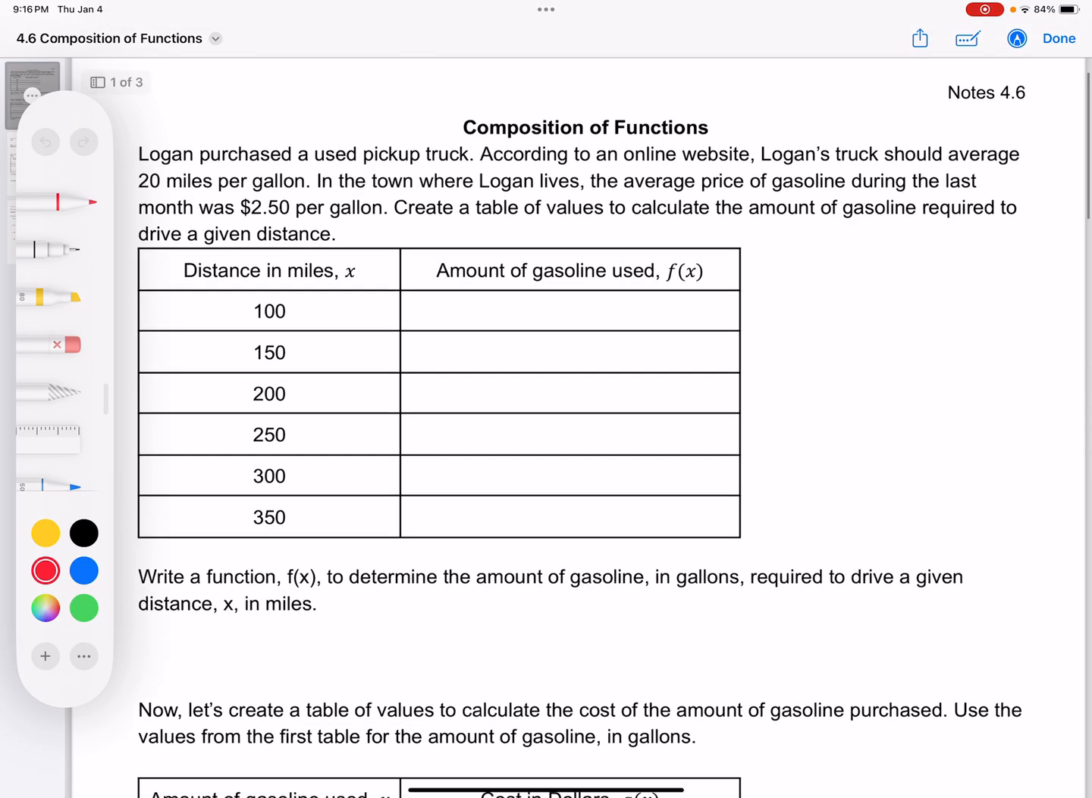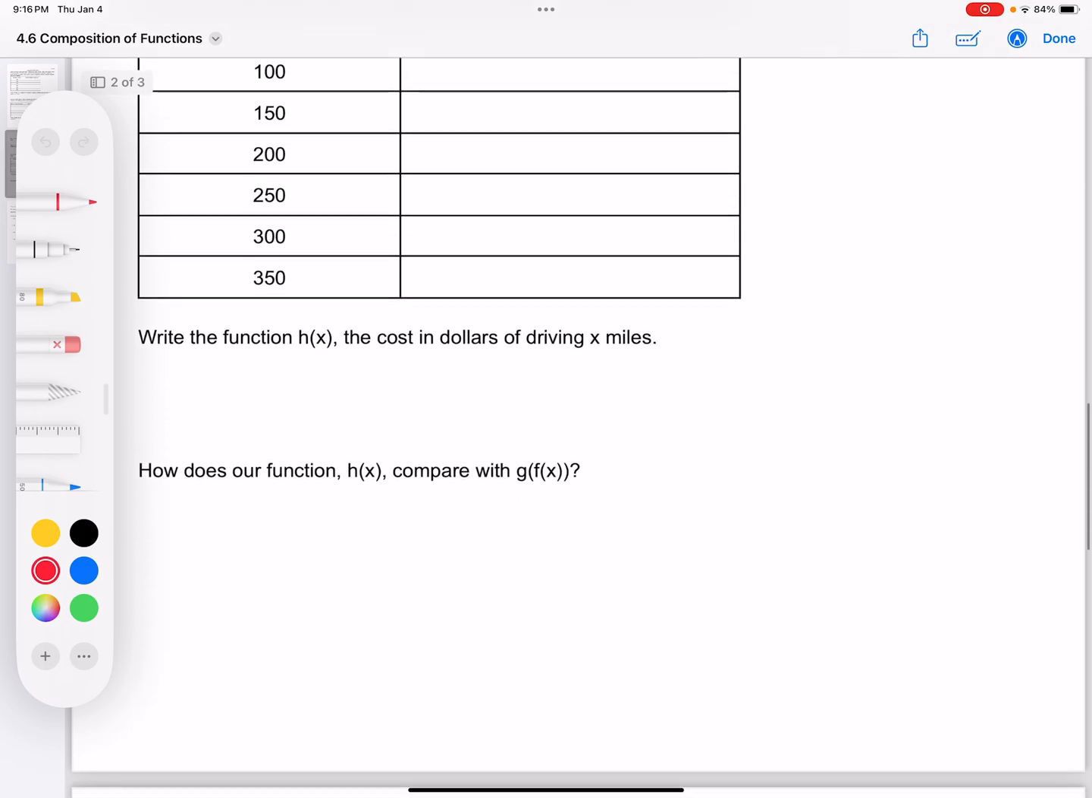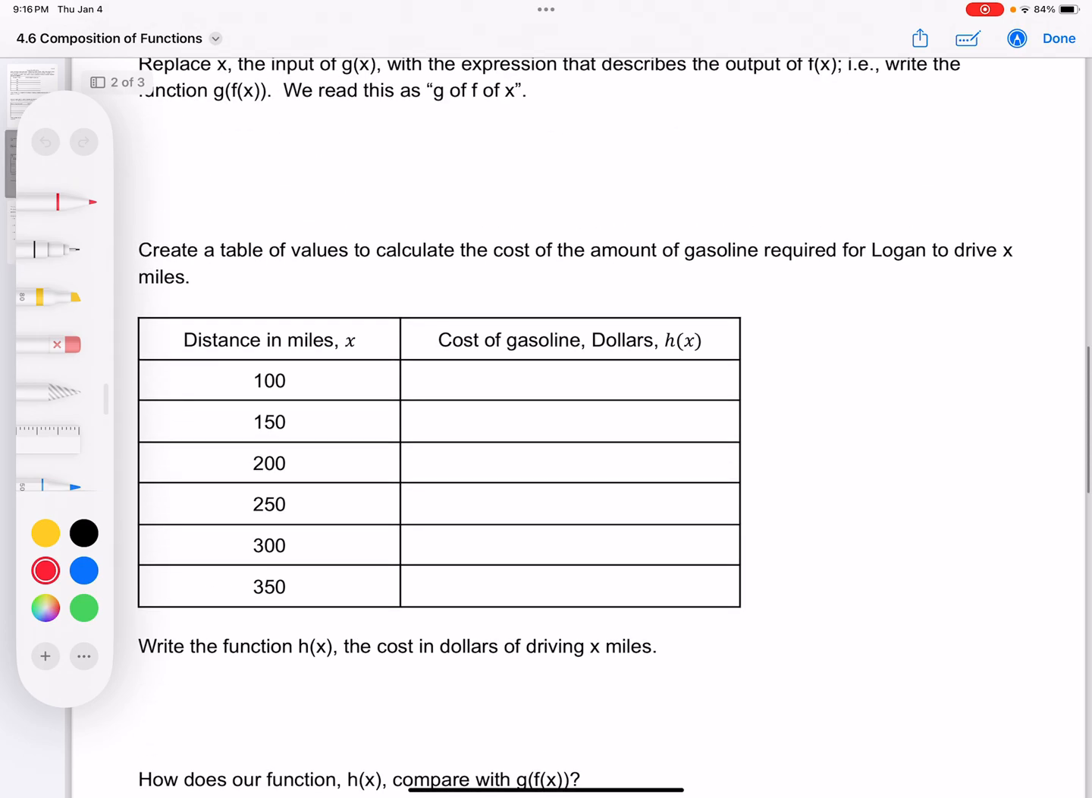Wow, that stinks. So let's see. What did we get here? All right.